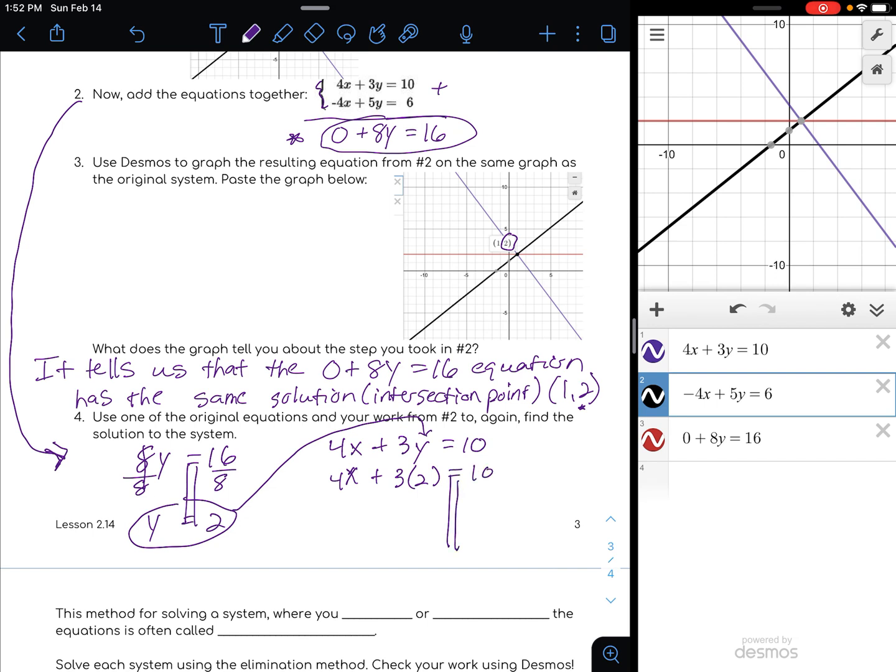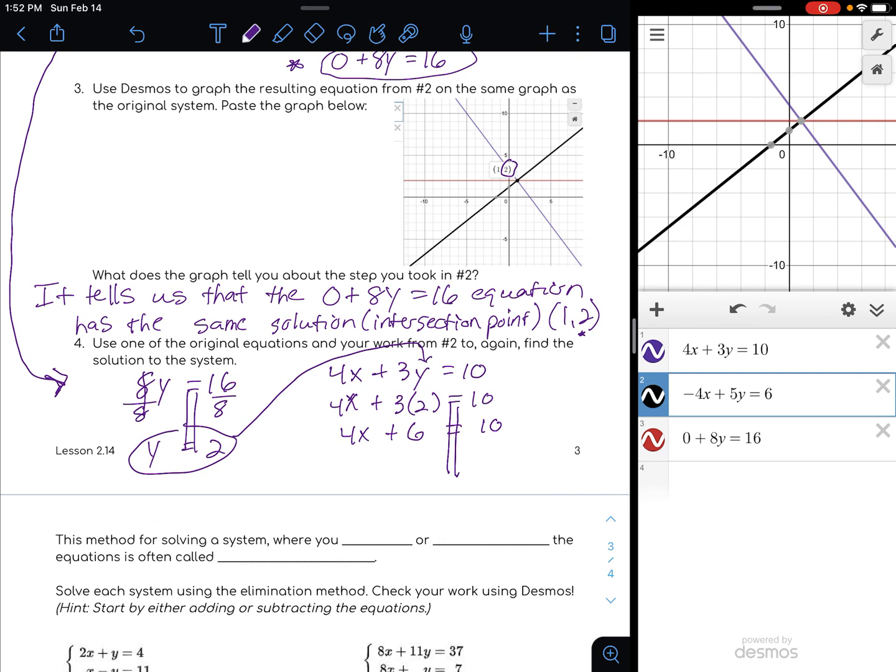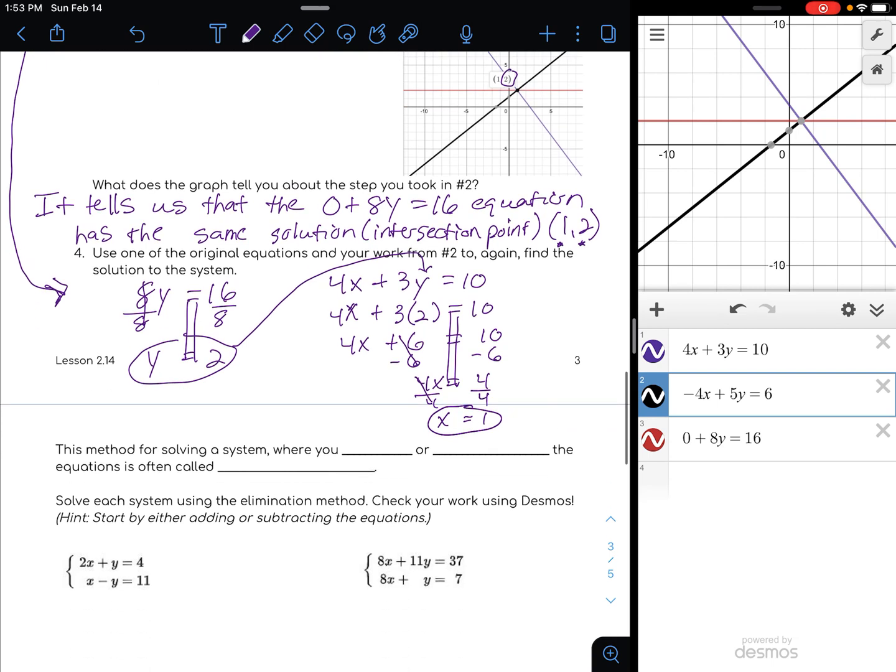And now let's go ahead and solve this. So this simplifies. 3 times 2 is 6. So 4x plus 6 is equal to 10. Now it's just a two-step equation. So to undo the adding of 6, we will subtract 6. 10 minus 6 is 4. And then to undo 4 times x, we're going to divide both sides by 4. And x is equal to 1. And there we have our other value. So x is equal to 1 and y is equal to 2. Those are our solutions, or that is our solution.